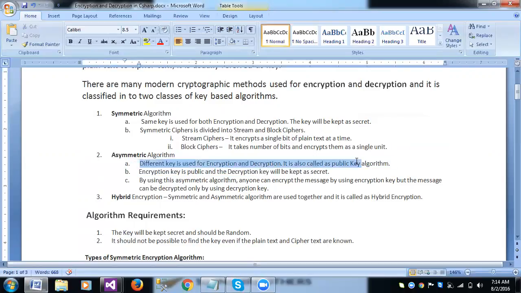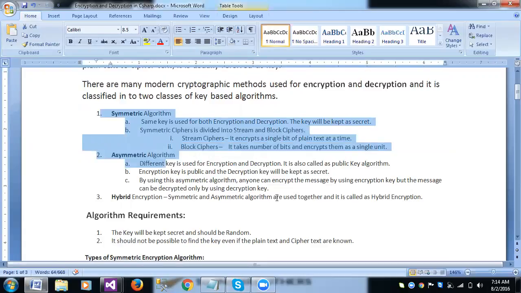It is also called public key cryptography. The encryption key is public, and the decryption key is kept secret. By using asymmetric, anyone can encrypt a message using the encryption key, but the message can be decrypted only by the decryption key. Now hybrid encryption is a combination of both. If you use a symmetric algorithm and an asymmetric algorithm together, it is called hybrid. It means we are encrypting and decrypting twice internally.